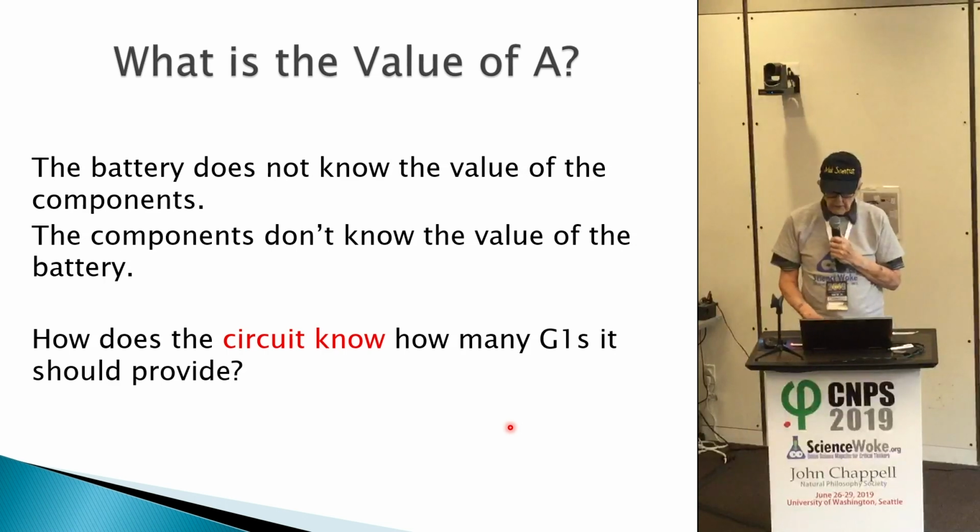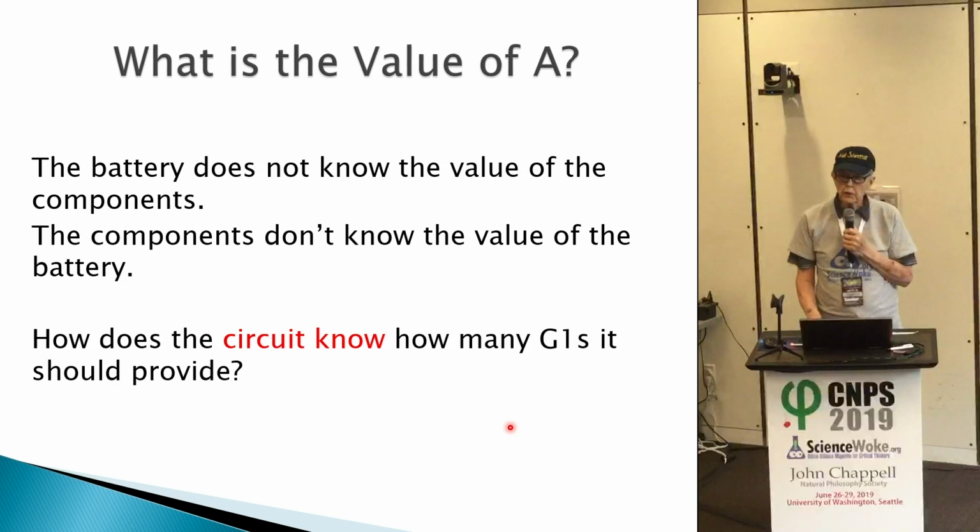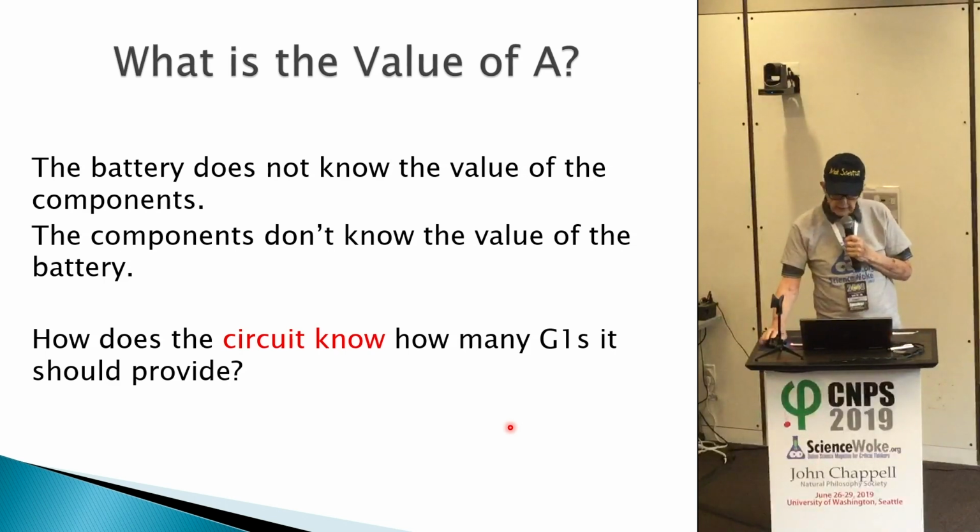So the question is, how does the circuit know how many G1s it should provide in the whole path? I highlighted the word circuit because it's the circuit that knows, not the battery, not the resistors. It's the circuit that does.